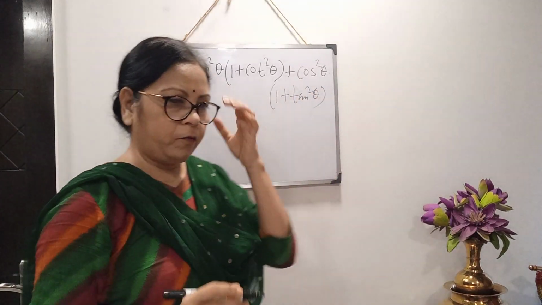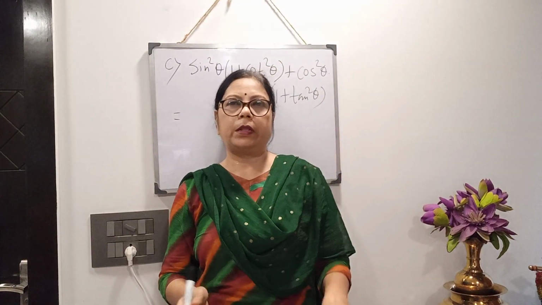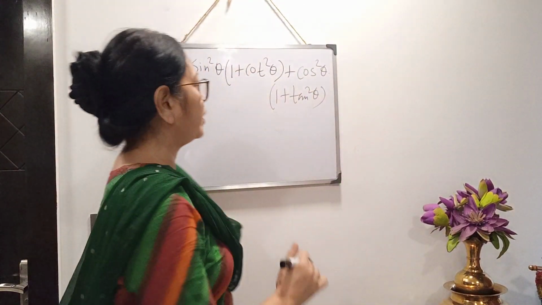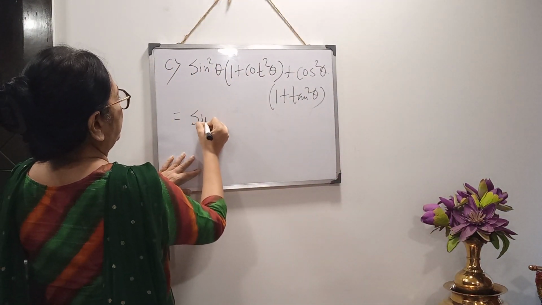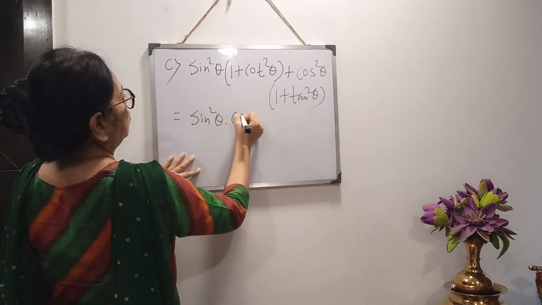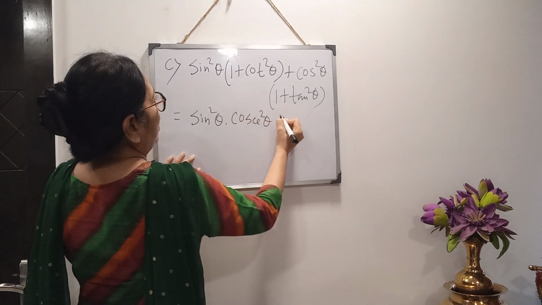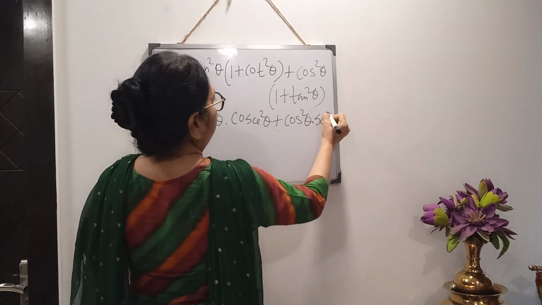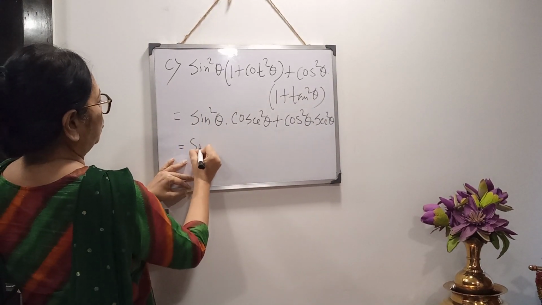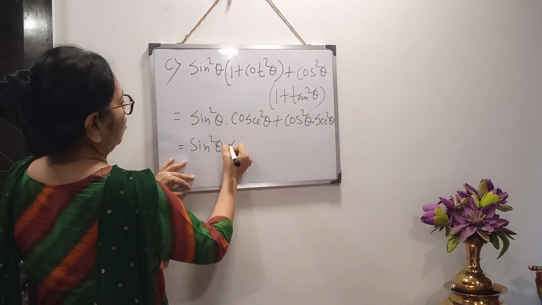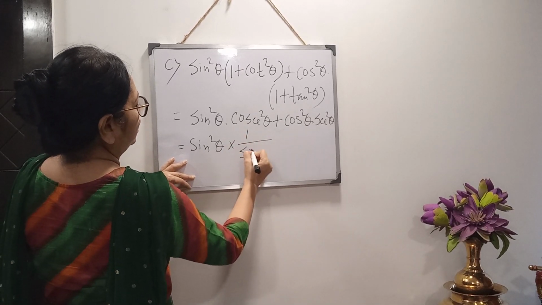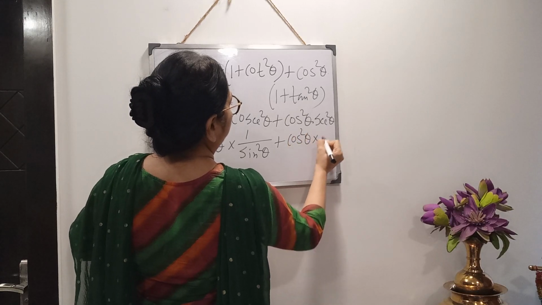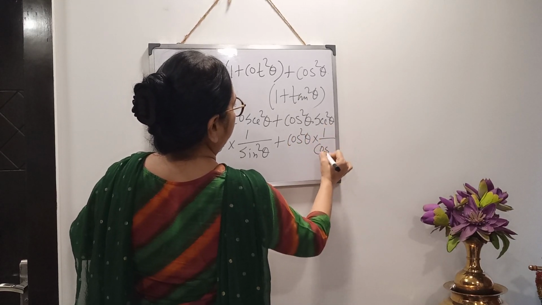Now you have to apply the formula. You know 1 plus cot square theta means cosec square theta, and 1 plus tan square theta means sec square theta. So by applying the formula, this is coming cosec square theta, clear? And this is coming sec square theta. Now again you know cosec is the inverse of sine. So here we can write 1 by sin square theta plus cos square theta into 1 by sec, meaning inverse of cos.